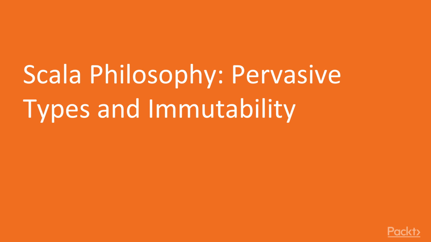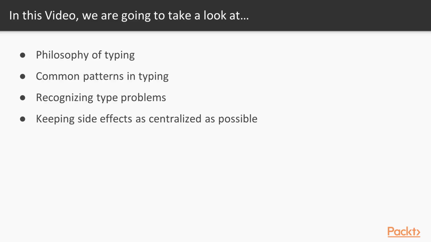In our first section, we're going to talk about the Scala philosophy of pervasive types and immutability. We'll start by talking about the philosophy of typing, then we'll talk about some common patterns in typing, how to recognize certain type problems, and finally, we'll very briefly discuss keeping side effects as centralized as possible. Let's get started.